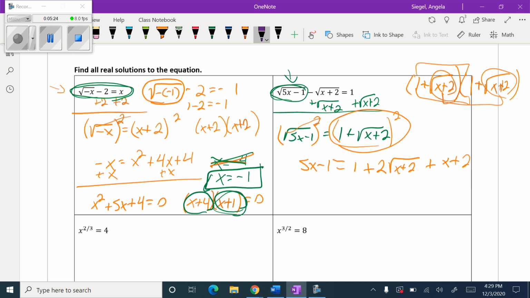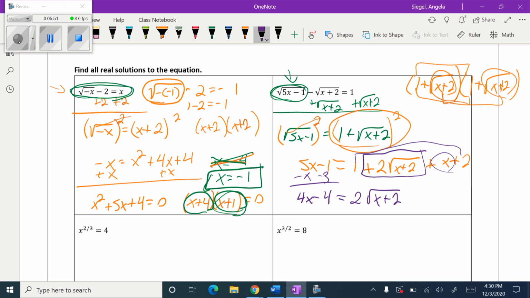Okay, so my next step is I'm going to isolate this term so I can square it. So I'm moving all these terms over. So let's see, this is 3, so I'm going to subtract 3 from both sides. I'm going to subtract an x from both sides. So I have 4x minus 4 equals 2 square root of x plus 2.